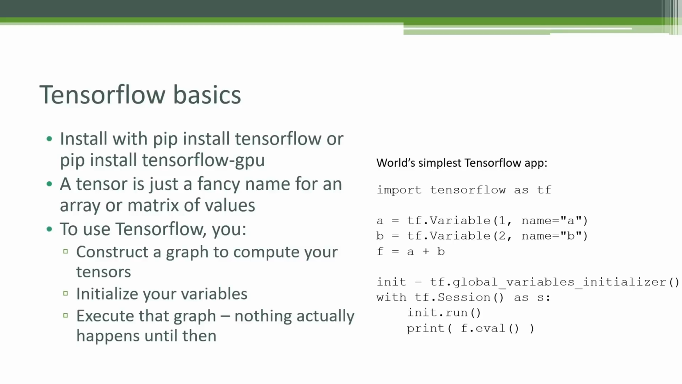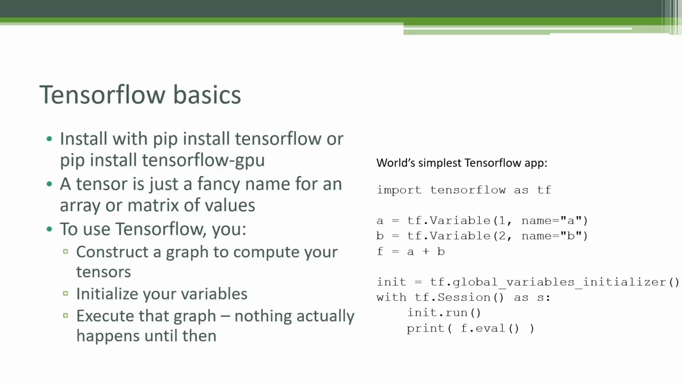So let's talk about what TensorFlow is all about. What is a tensor anyway? Well, unfortunately, this is another example of sort of fancy, pretentious terminology that people use to make themselves look smart. Yes, I'm editorializing a little bit there, but at the end of the day, a tensor is just a fancy name for an array or a matrix of values. It's just a structured collection of numbers. That's it. That's all a tensor is.